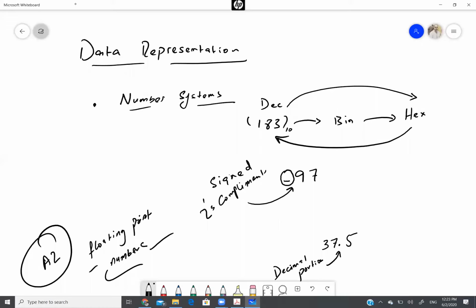It's all right, Indwara? Are you getting this? What is new in A2? The decimal portion. We have to represent numbers having a decimal portion in binary. That's the point.